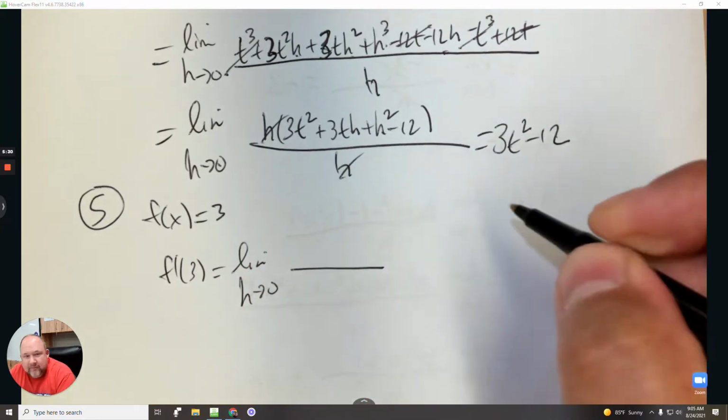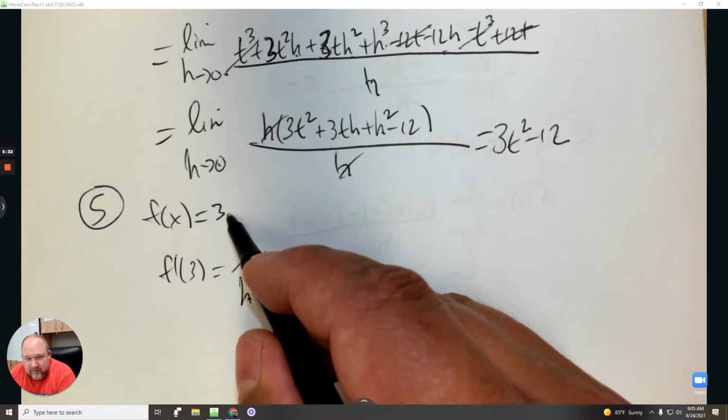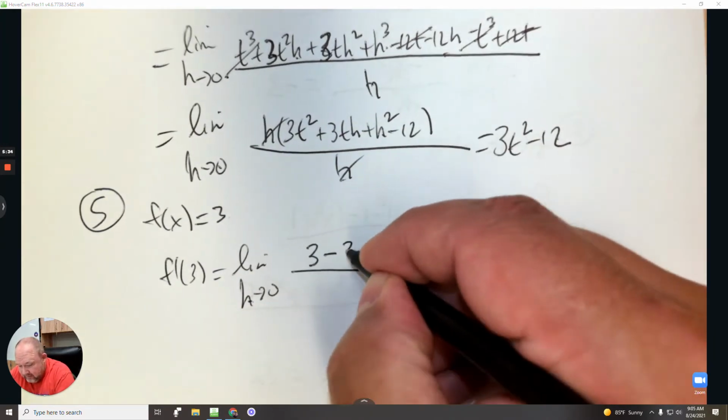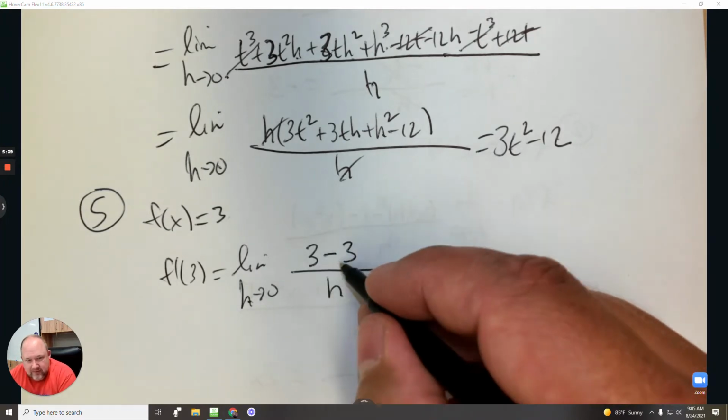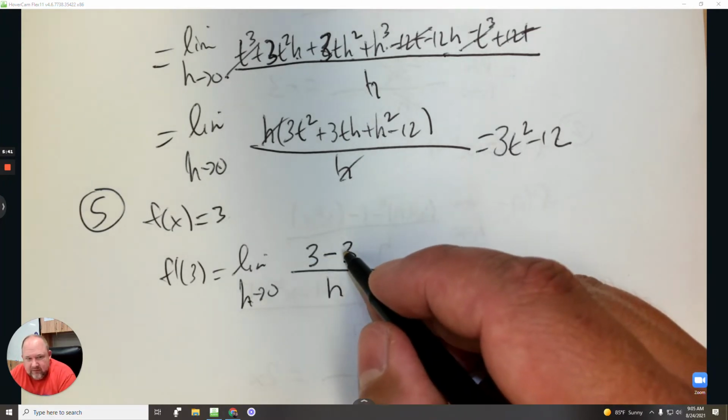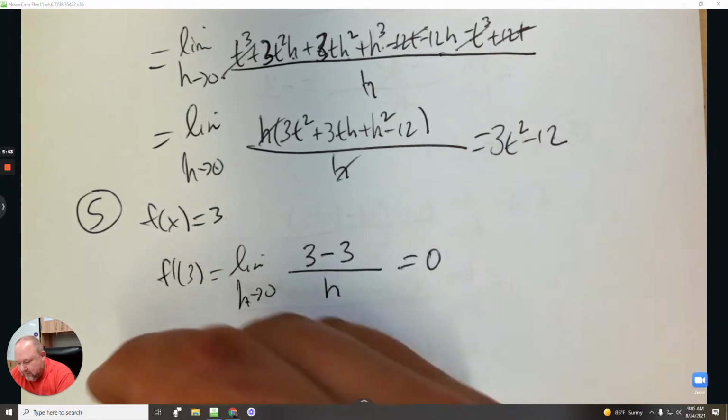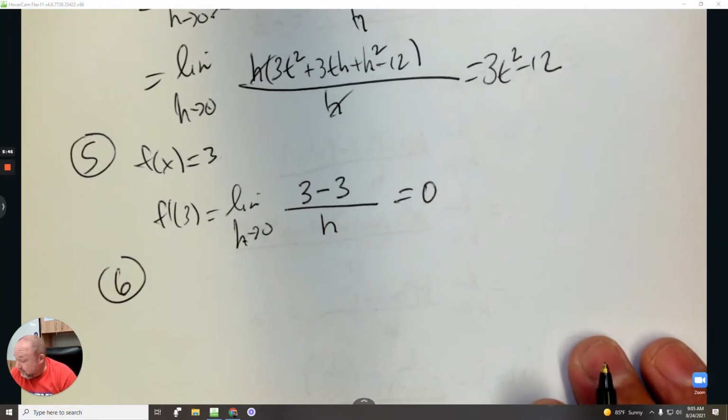So first of all, you plug x plus h. There's nothing to plug in, so it's just 3. Subtract the function, which is 3, all over h. So 3 take away 3 is 0 divided by h, anyway, the answer is 0. And you knew it. So 6.